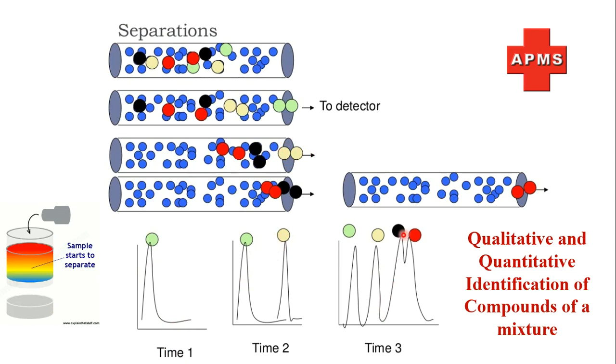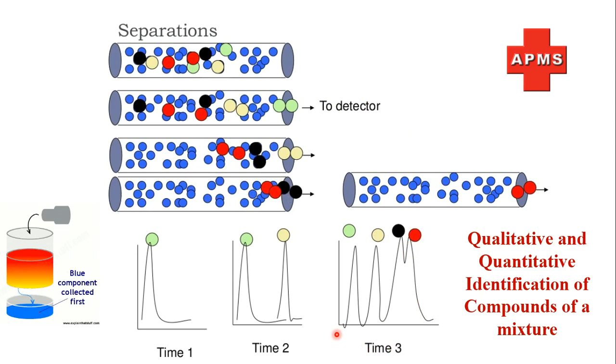Then we get a third peak for these black colored components, and last, at the highest time interval, we will get a peak in the detector. Using this detector, we get a peak as a result for this red component.